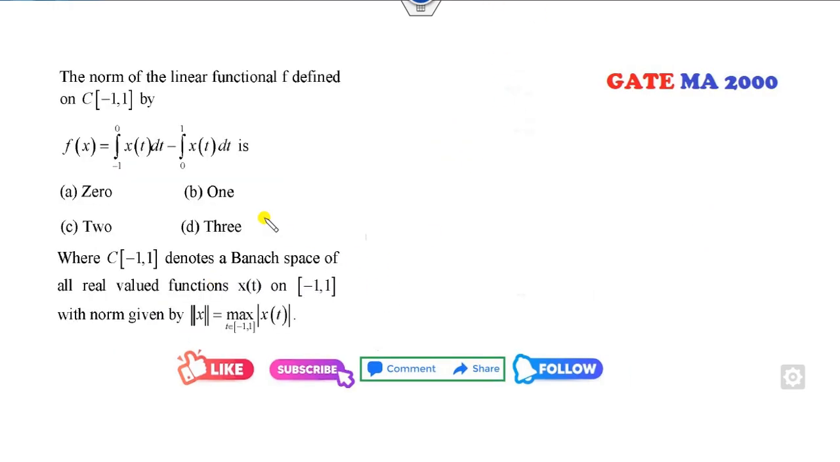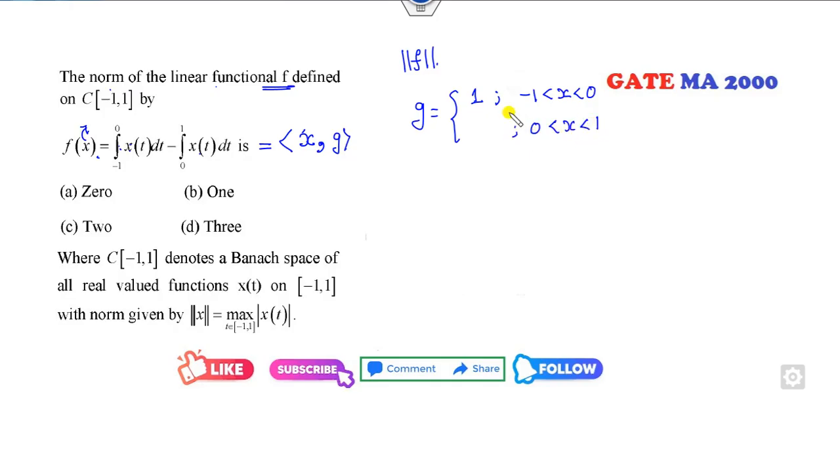Look at this another one. The norm of the functional f defined by here is this. It means your target is to find the norm of f. I can rewrite this function again. First function is my x, so x comma g. Fine. So what is my g? It again breaks into two components: from -1 to 0, the coefficient of x is 1, and from 0 to 1, the coefficient of x is -1. So by the Riesz representation theorem, it is the norm of the g.